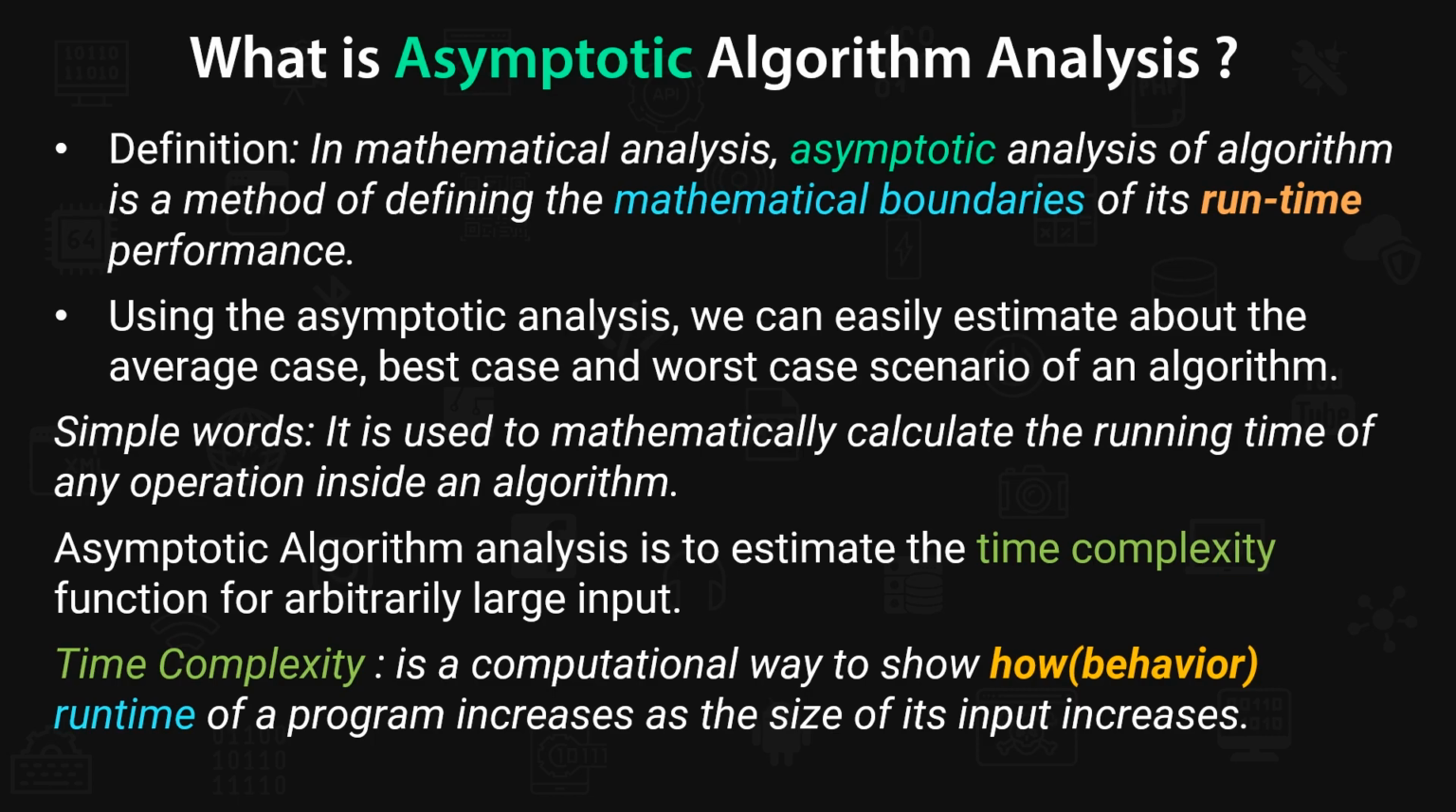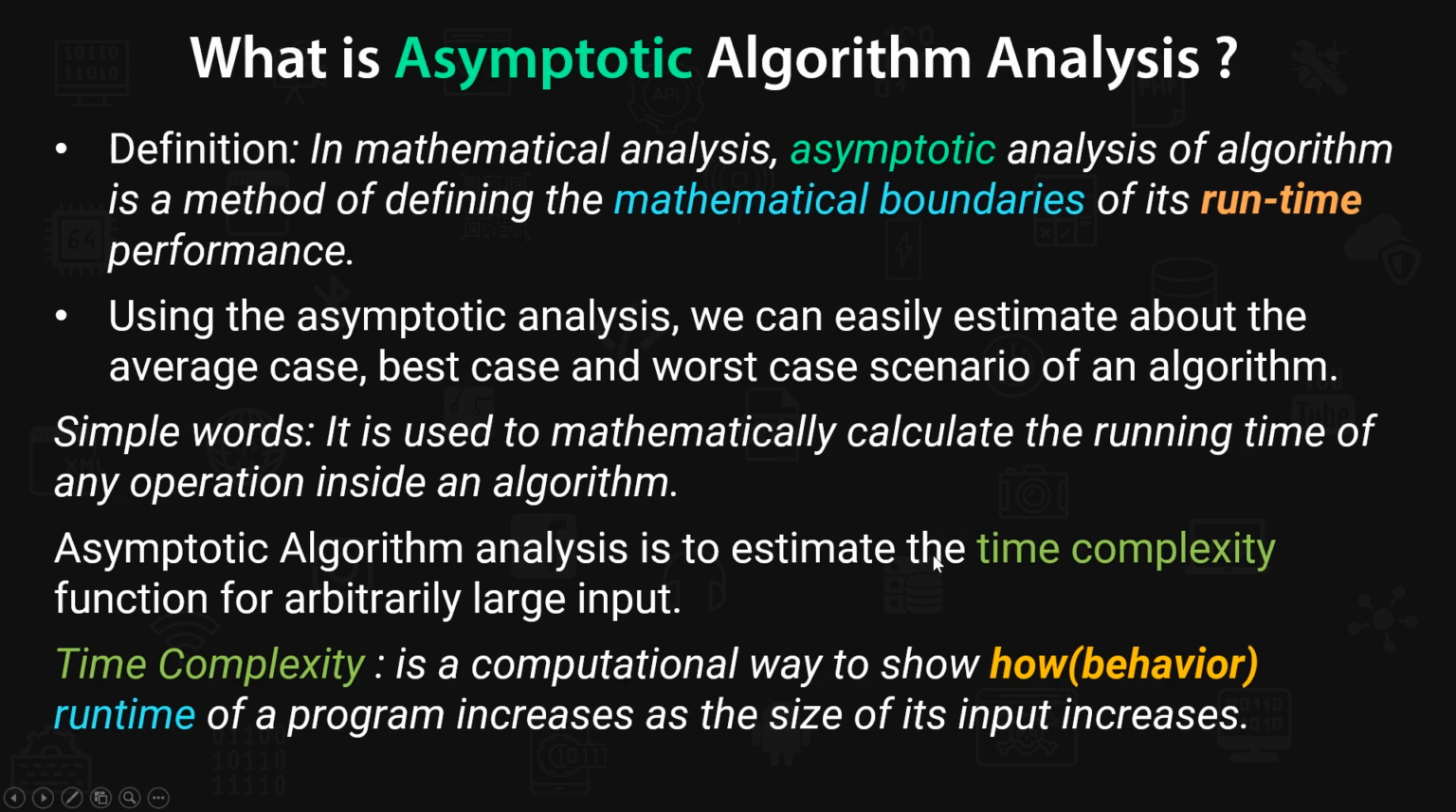So essentially we are studying the behavior of an algorithm for a large input to study the mathematical boundaries. For example, we are studying how an algorithm performs when it has 1000 steps or 10,000 steps because we want to study its boundaries, okay? So using the asymptotic analysis, we can easily estimate the average case, best case and worst case scenarios of an algorithm. When I'm talking about average, best and worst case, it means the time, okay? So the best time in which the algorithm can execute, that is how fast can an algorithm execute, how slow can an algorithm execute, and what is the average case, okay?